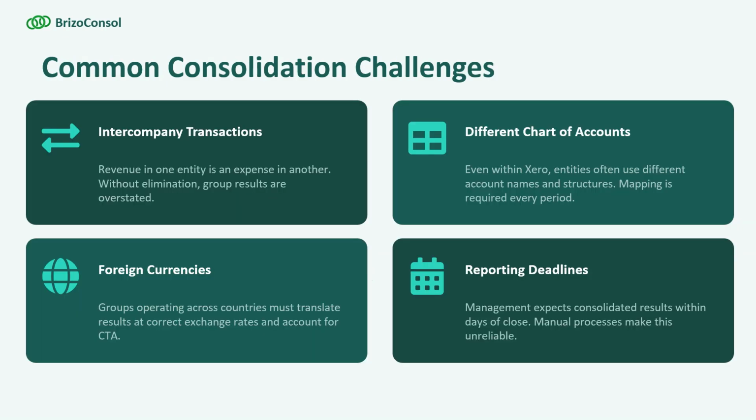Let's look at the four most common challenges. First, intercompany transactions. Revenue recorded by one entity may appear as an expense in another. These transactions must be eliminated to avoid overstating group performance. Second, chart of accounts differences. Even when entities use Xero, account structures are often inconsistent. Third, multi-currency operations. Groups operating across countries must translate results into a reporting currency. Finally, reporting deadlines. Management often expects consolidated reports within days of month-end close. Manual processes make this difficult to achieve consistently.